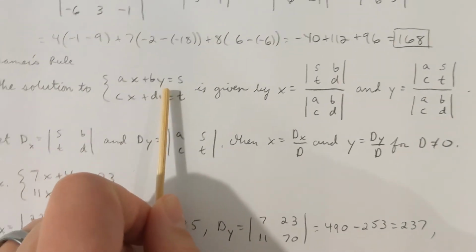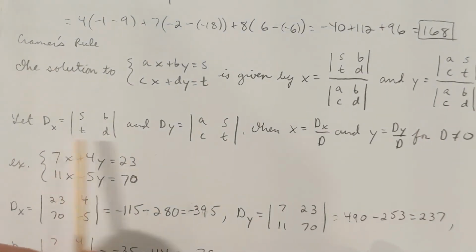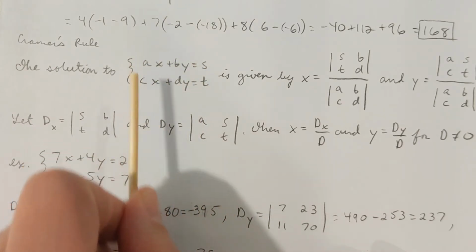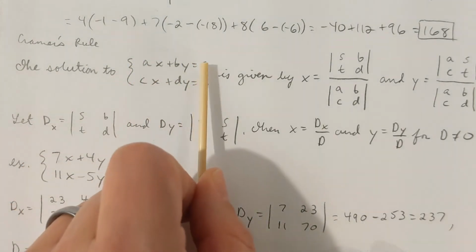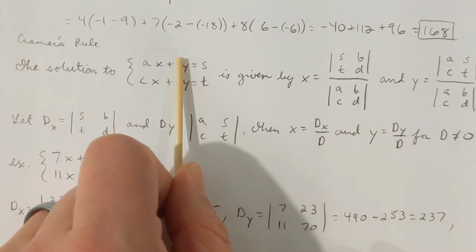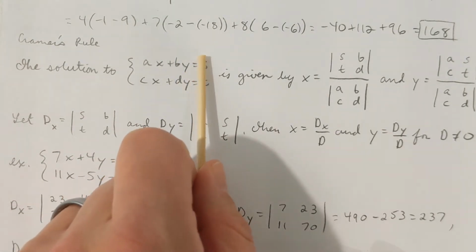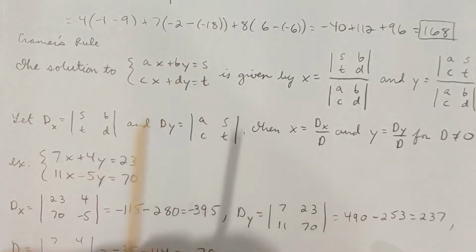The other column will stay the same. Okay, so d sub x is just where I'm sliding the coefficient column over to the x column. D sub y would be where I'm sliding the coefficient column over to the y column. And d sub z would be where I'm sliding the coefficient column over to the z column, etc.